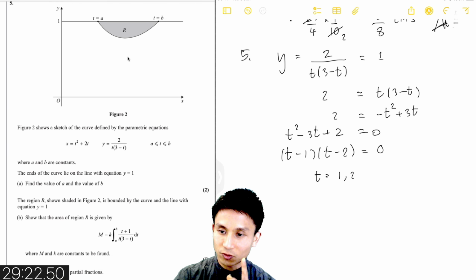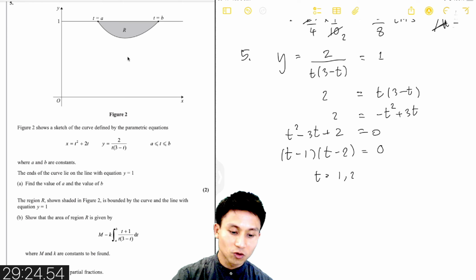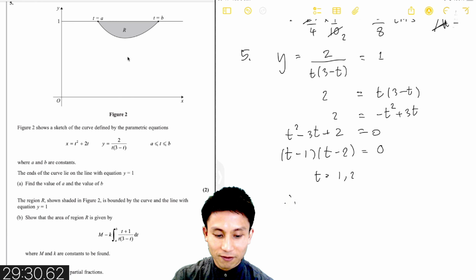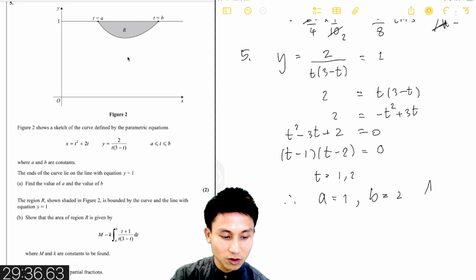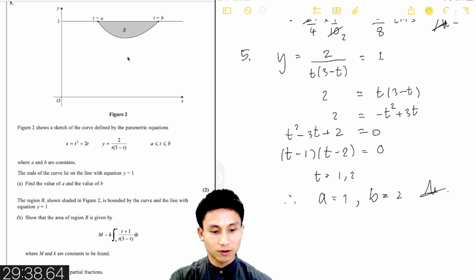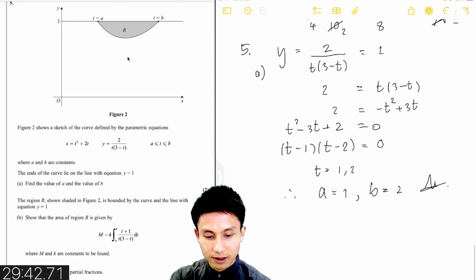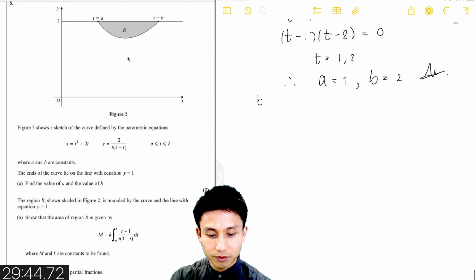That means we need to state the value of a and b. If you only leave it at this, you're probably not going to get marks. So you need to say, therefore, a equals 1 because it's to the left of b, smaller than b, and b equals 2. That would be the answer to part A. And then part B.